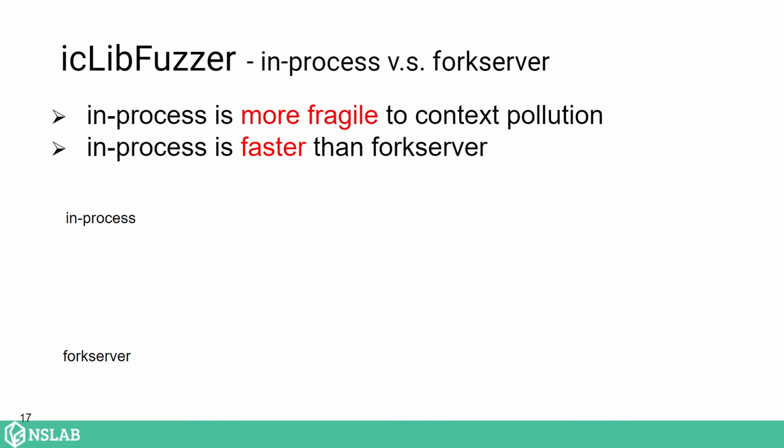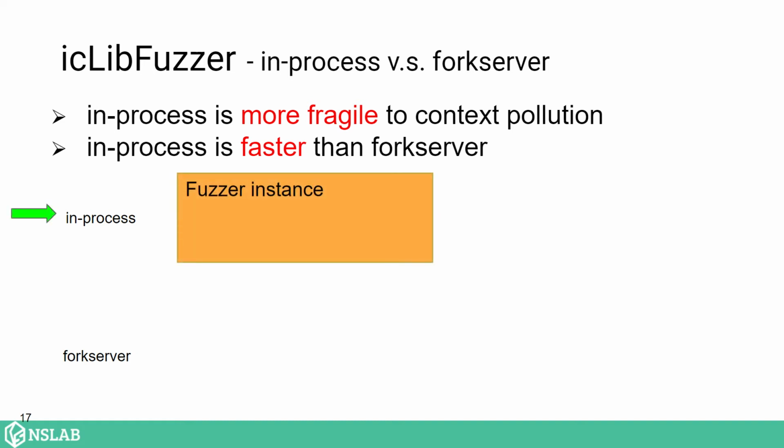Now let's compare the InProcess with the ForkServer infrastructure. For the InProcess design, the fuzzing target is a callback function of the fuzzer instance. Therefore, both of them share the same context. As the animation shows, if the fuzzing target pollutes the context, for example by modifying the global variables, then the pollution will persist in the context after the fuzzing target exits, influencing the succeeding runs of the fuzzing target and the fuzzer instance.